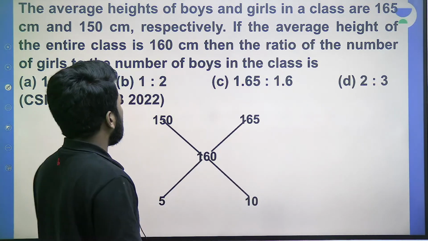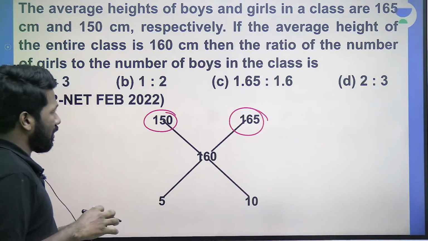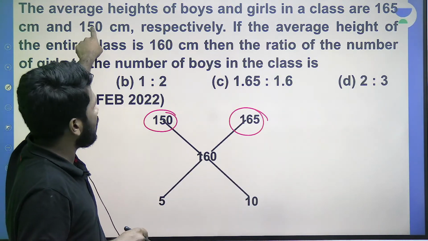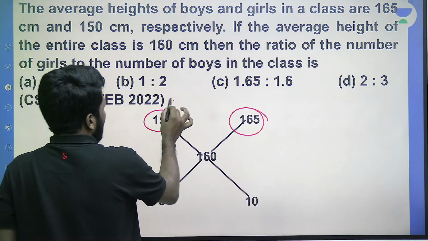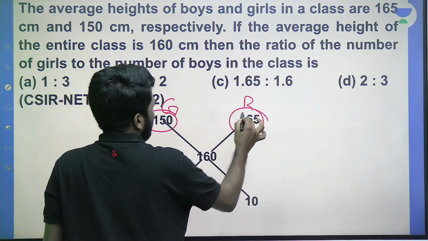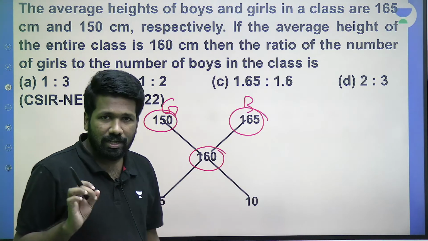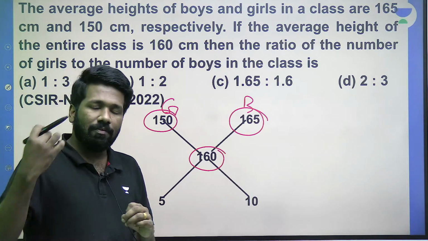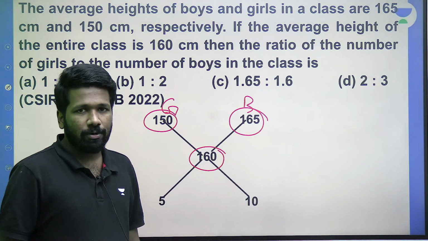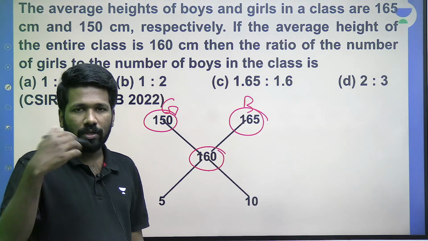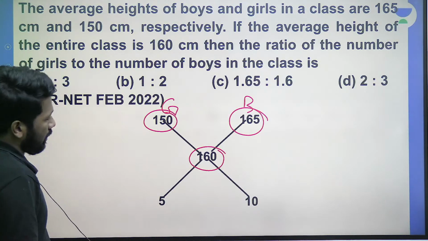So in the alligation trick here, the smaller value is written first and the larger value next. The smaller value is of girls' average height. Girls' average height is 150, boys' average height is 165, and the resultant average height is 160. The reason behind how the alligation trick works, I have already discussed in a free lecture. You can search on YouTube or on the Unacademy special class platform for alligation trick by Christy Varghese. You will find the link.